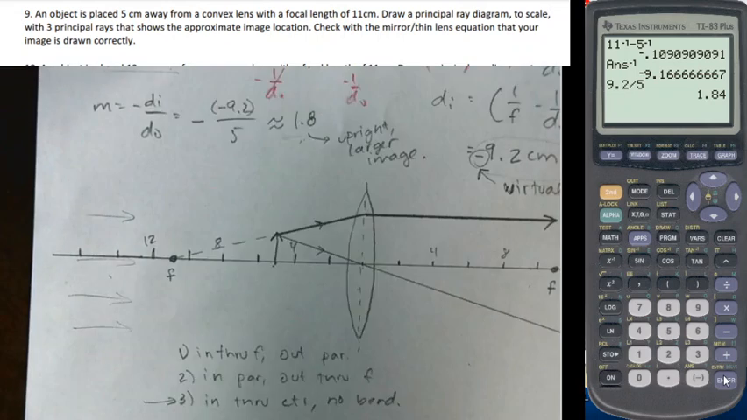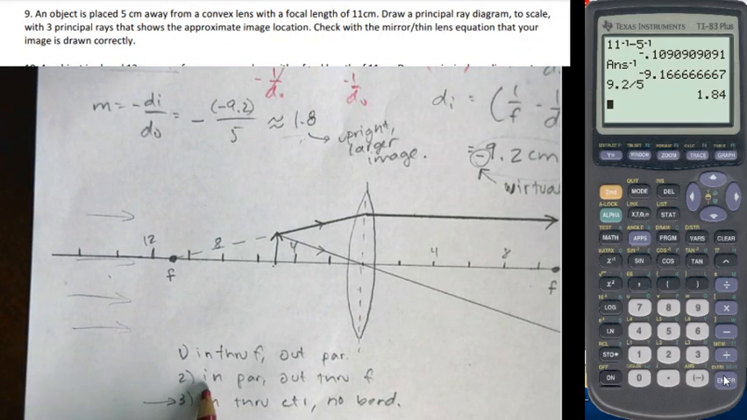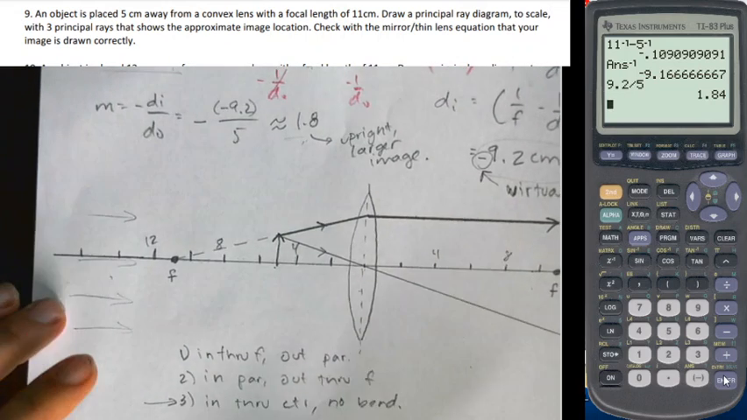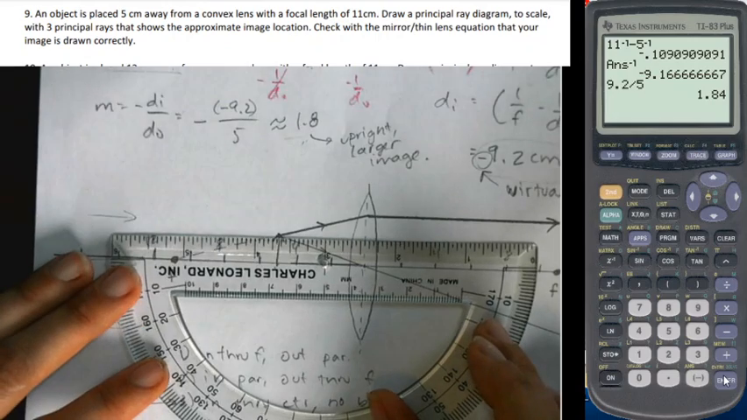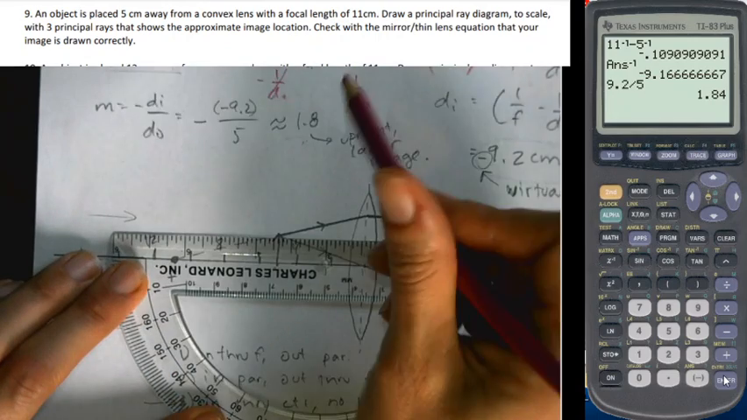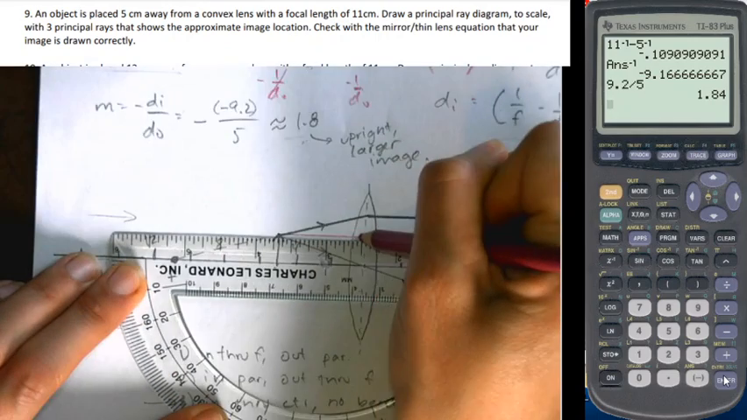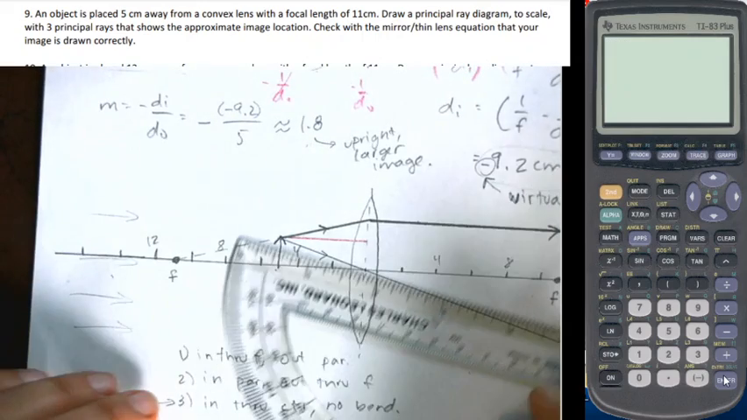Okay, and now our third ray is going to be in parallel and out through F. So I want to draw a ray that comes in parallel to the center axis, and then it's going to bend and go out through F.